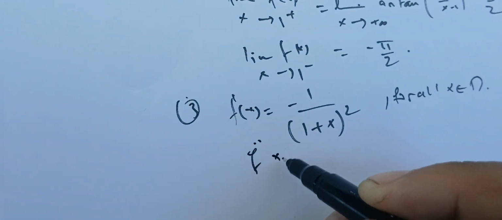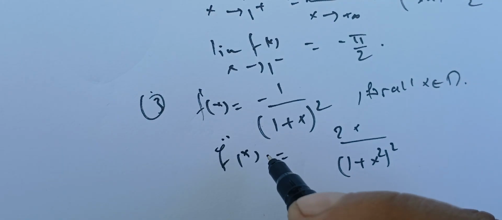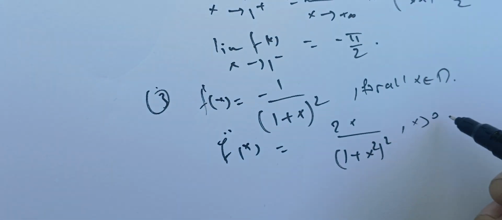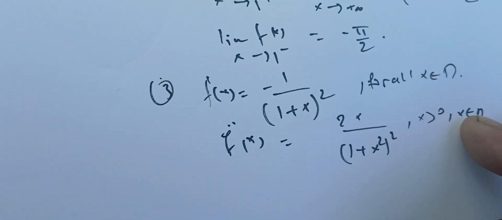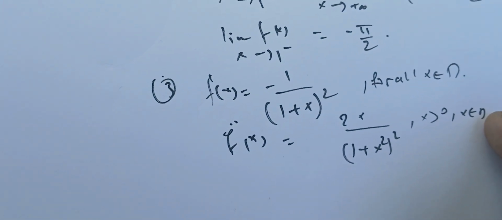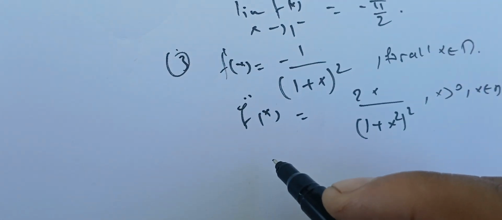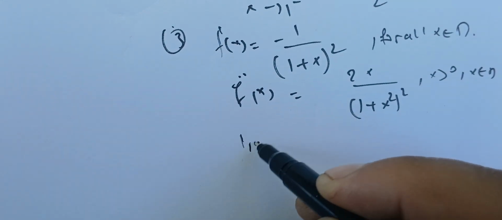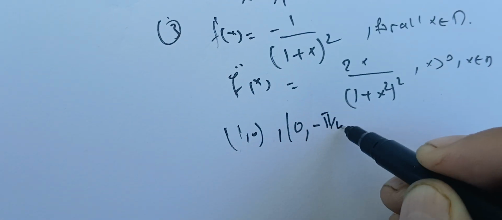Next, I'm going to compute f second, which is 2x over (1 plus x squared). Therefore, my function is concave up for x bigger than 0 in D, and it's concave down for x less than 0 in D, my domain of definition. The function crosses the x-axis when x is 1, so it crosses the x-axis at (1, 0), and it crosses the y-axis at (0, minus pi over 4).